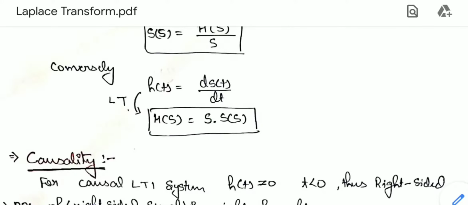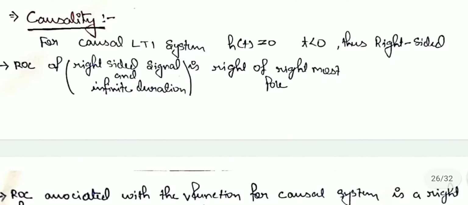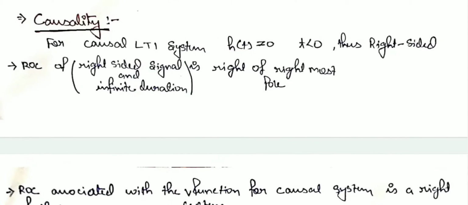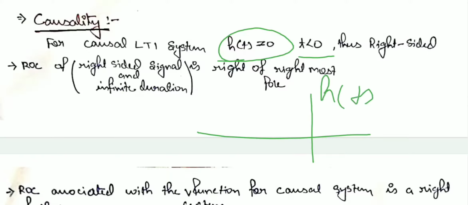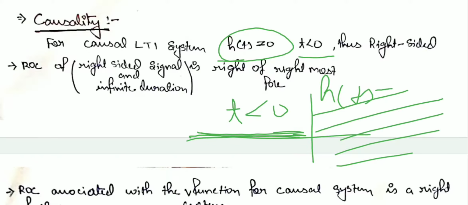Okay, the next topic is causality of the system. We have already discussed this topic in the LTI system, and in that, the LTI system is known as a causal system if the system is defined only for t greater than 0, and it is 0 when t is less than 0. It means h(t) is defined as 0 when t is less than 0, and it should be right sided, or means it is any value when t is greater than 0.